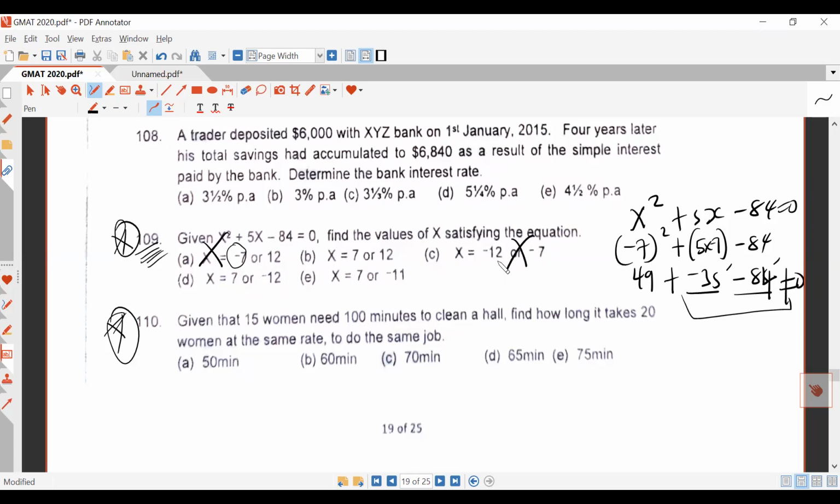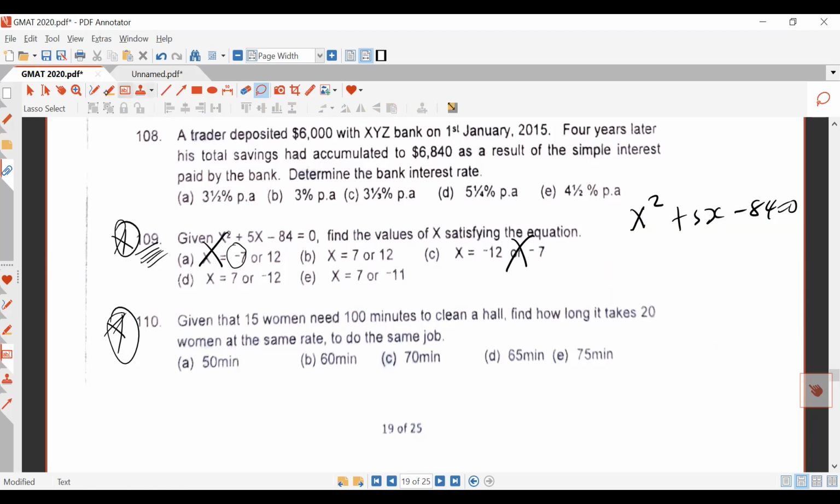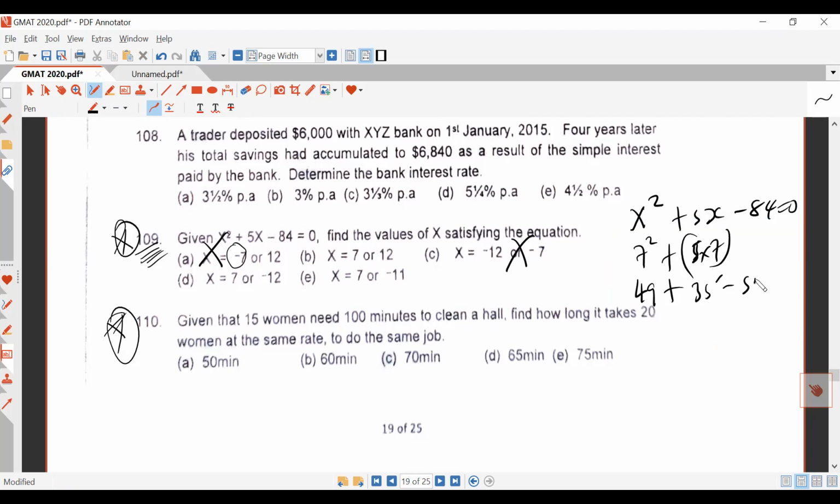Let's try out the positive 7. That would be 49 plus 5 times 7, which is 35, minus 84. 49 plus 35 is 84, and 84 minus 84 cancels out. So we end up with 0. So our answer should be 7. So if there's a positive 7, then these are possible answers. So we are remaining with positive 12 and negative 12. Which one should we begin with?